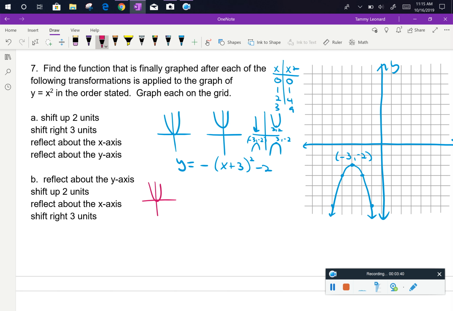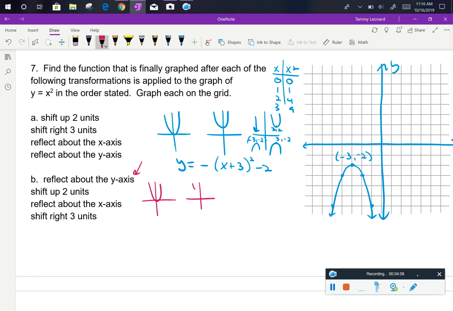It doesn't turn. Here's my y-axis. I reflect over my y-axis. It's the same. You can't even tell, right? Because that's reflecting this way. Are we okay? So it's like I didn't even do it. If something is symmetrical to the y-axis and then you reflect across the y-axis, nobody can tell. Okay? All right.